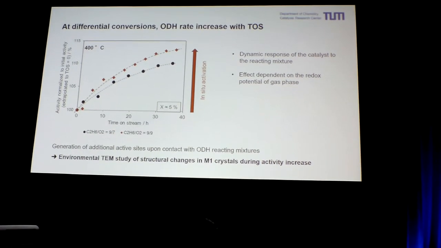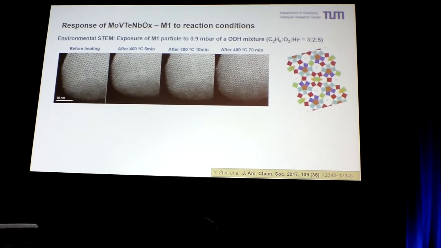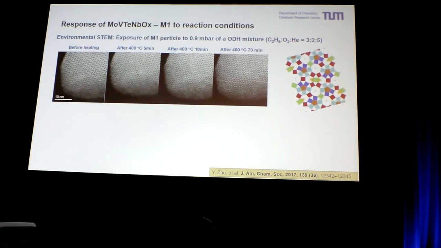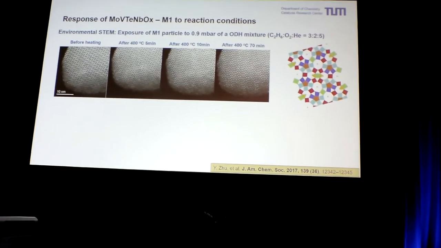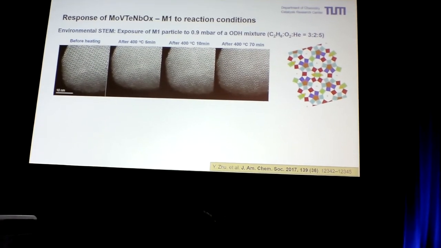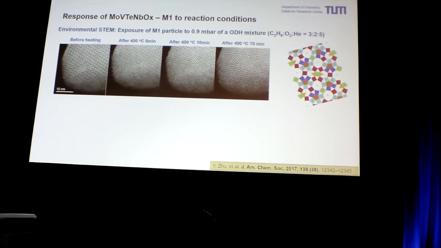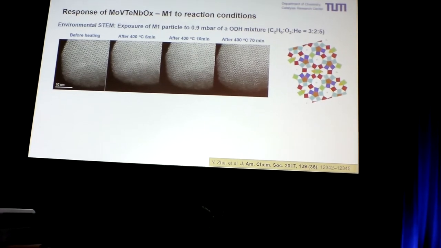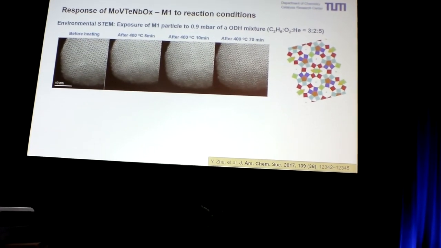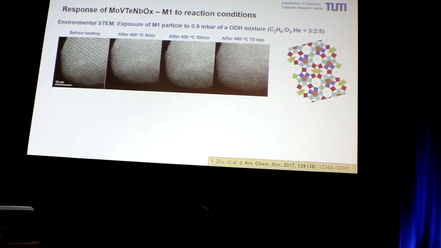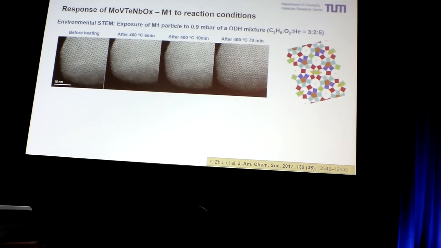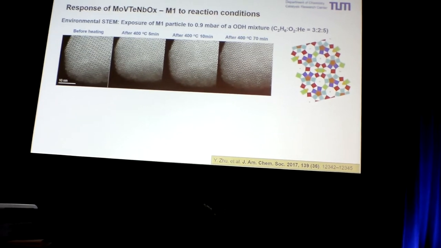And that was the reason we used environmental STM. So here we have different images of one particle of M1, in which we have subjected this sample to 0.9 millibar of an ODH mixture. We look at the particle before heating, after 5 minutes at 400 degrees in ODH, and then after 10 minutes, and then after 70 minutes.